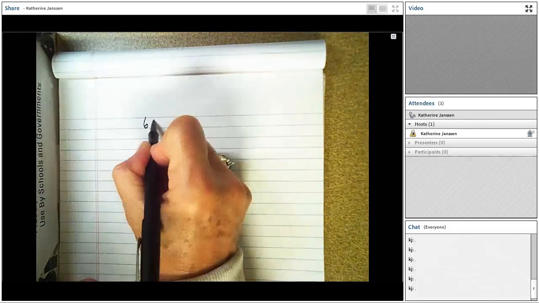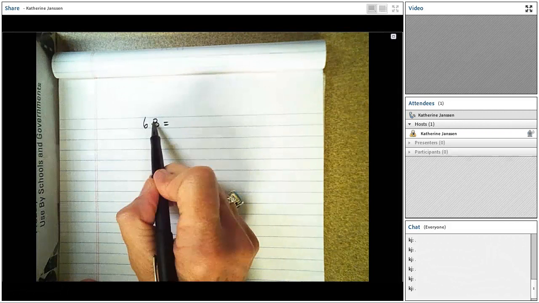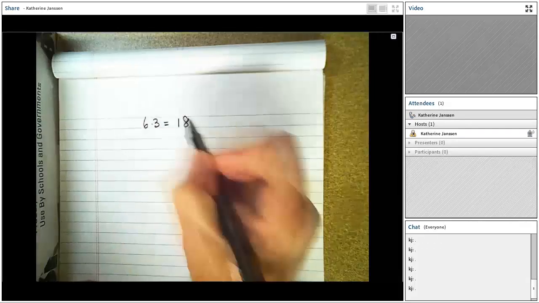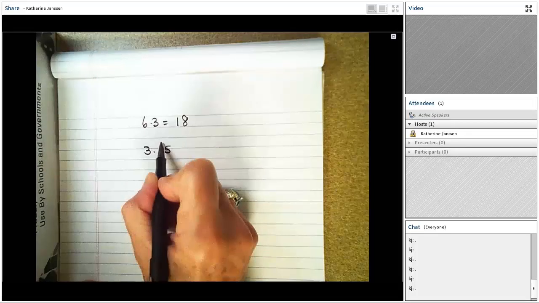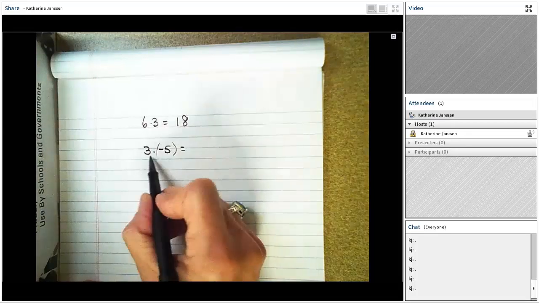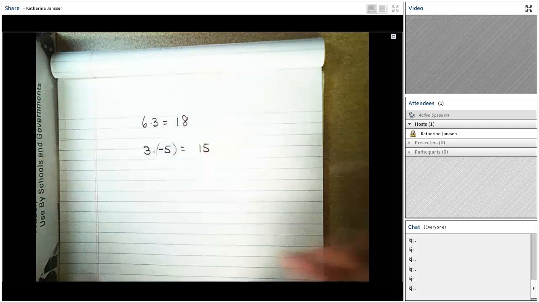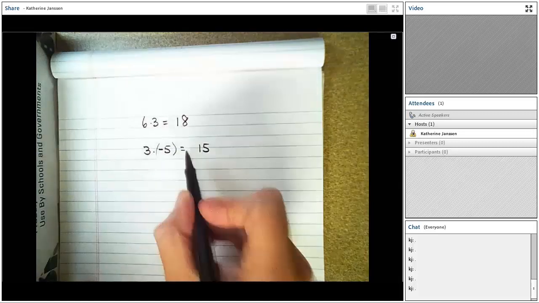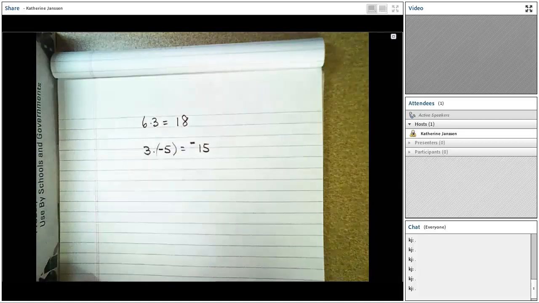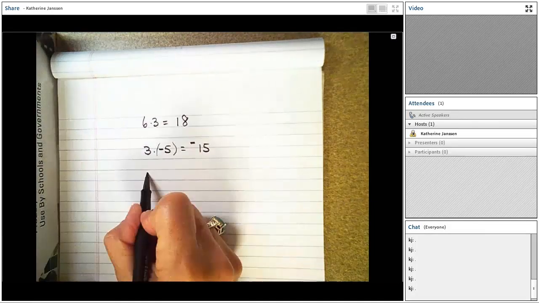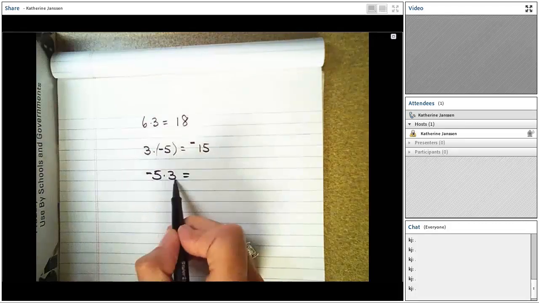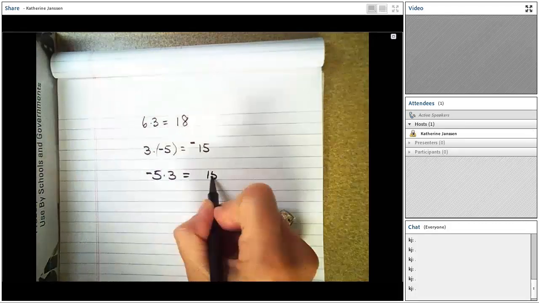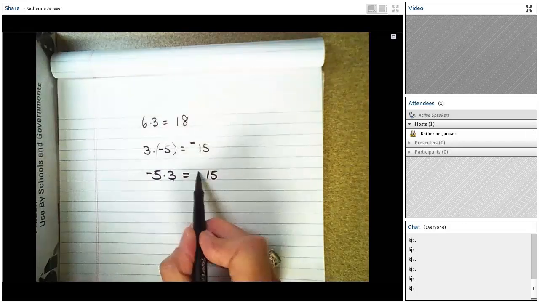So 6 times 3. The signs are the same in multiplication, so my answer is positive. 3 times a negative 5. 3 times 5 is 15. Now fix your sign. If the signs are different, the answer is negative. A negative 5 times 3. Multiply the absolute values of the numbers and we'll get 15. If the signs are different, your answer is negative.